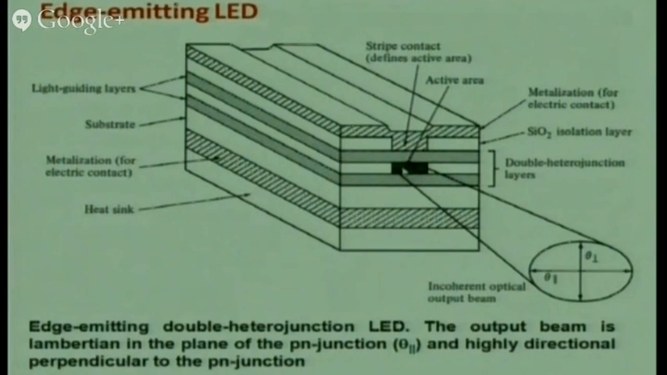So basically, I am reducing the dimension of the active region. I am reducing the dimension of the cavity itself, so that I am creating a narrow spectral bandwidth. At the same time, I am confining the electron hole recombination to a confined layer, right? So that the light output is now maximum available to me, right?